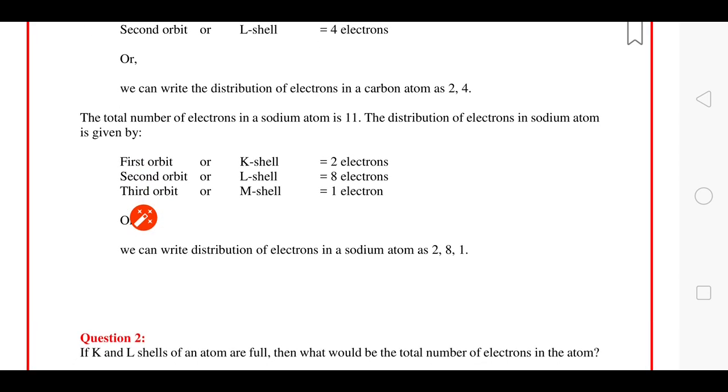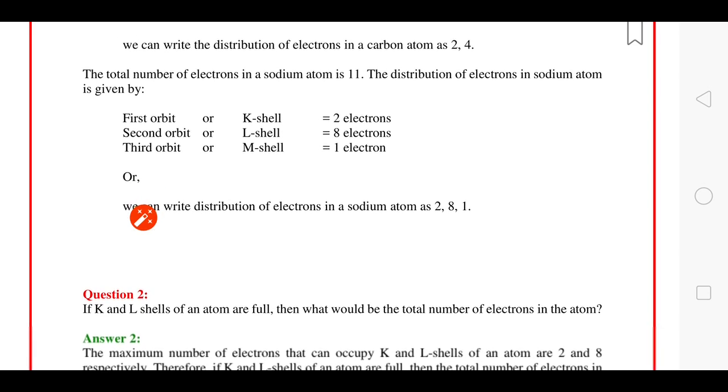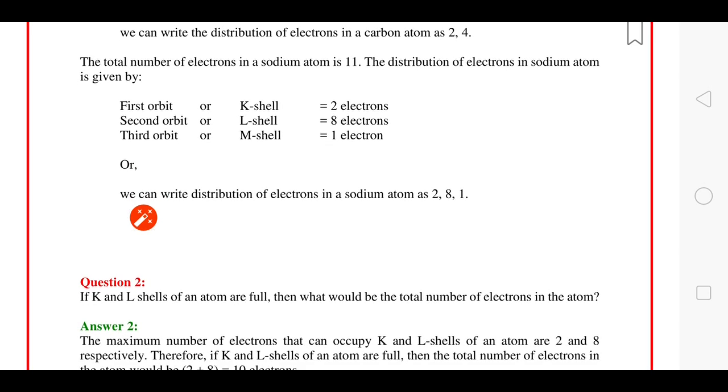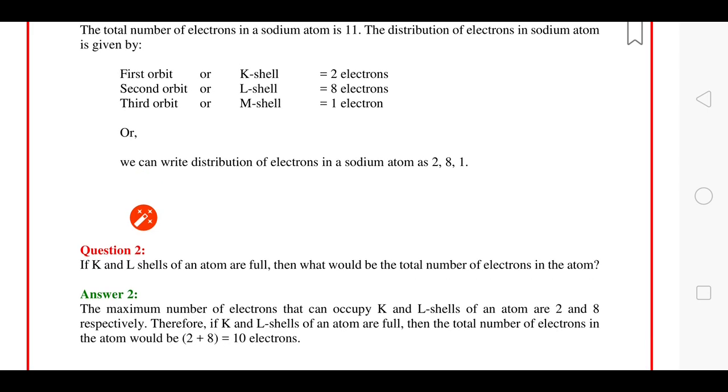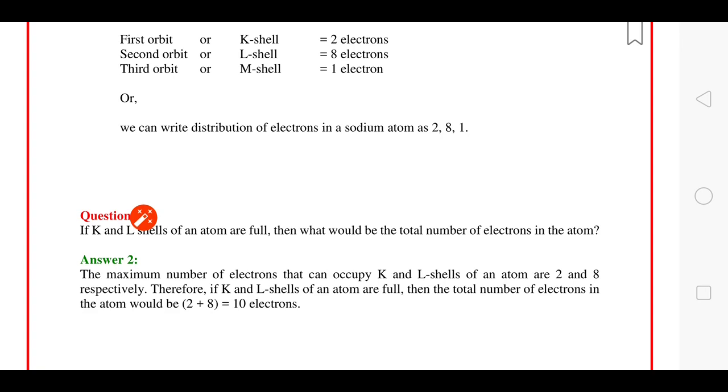The total number of electrons in a sodium atom is 11. The distribution of electrons in sodium atom is given by first orbit or K shell, the number of electrons will be 2. In second orbit or L shell, the number of electrons will be 8, and in third orbit or M shell, remaining electrons will be distributed in that last shell. So the number of electrons in third orbit or M shell will be 1. Or we can write distribution of electrons in a sodium atom is 2, 8 and 1.